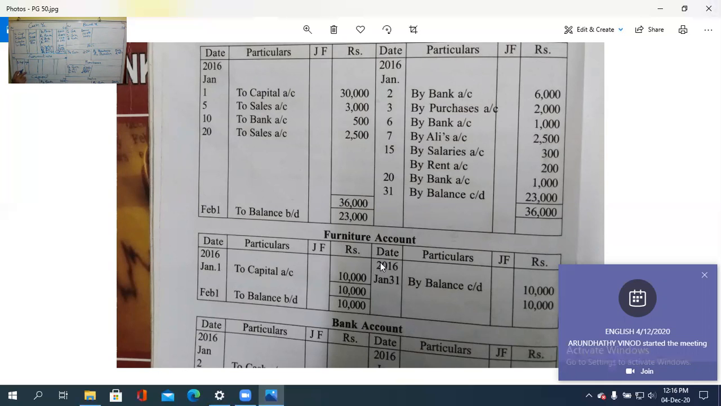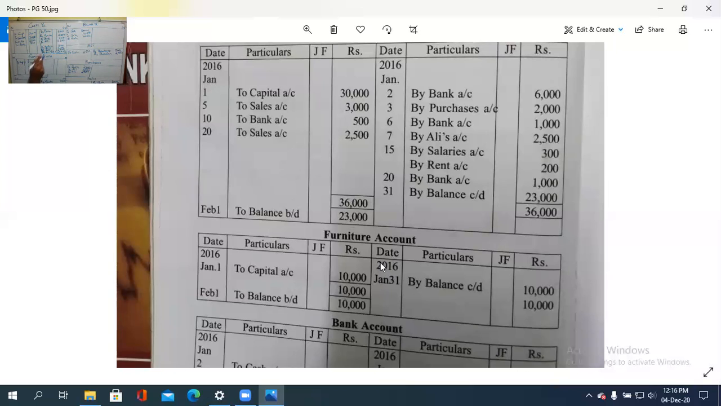Like the same, furniture. See, 10,000, one item is only there. So that 10,000, where do we need to write it? We need to write it here, isn't it? This is the date column, particulars column, journal folio column, amount column. So see the 10,000, by balance carried down. That is the total only.